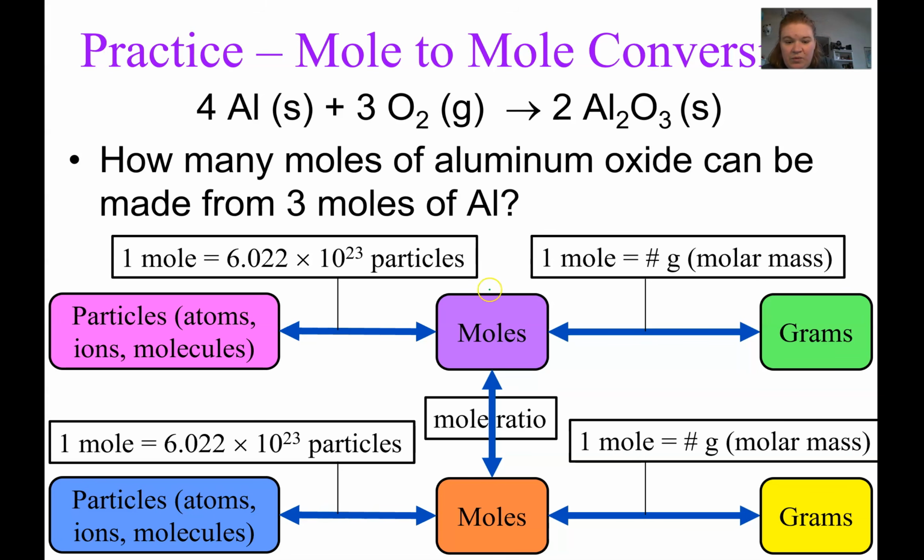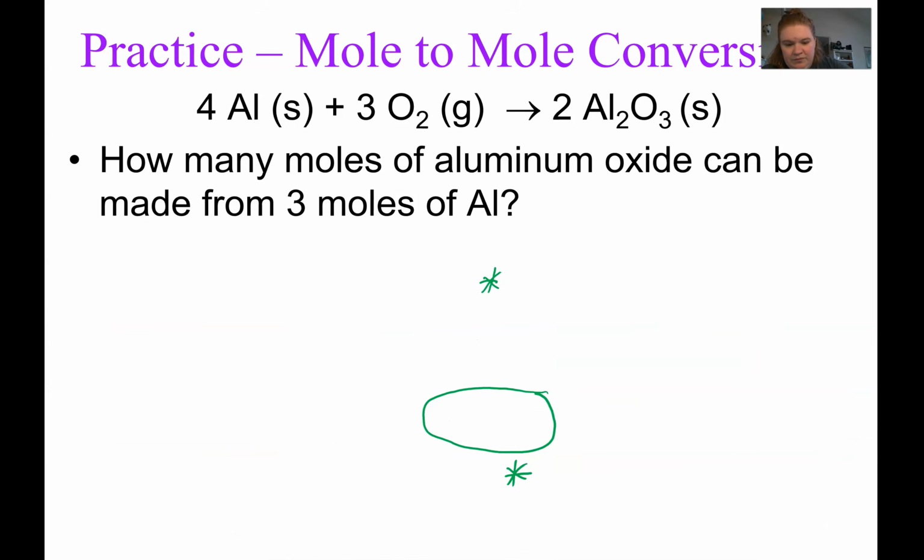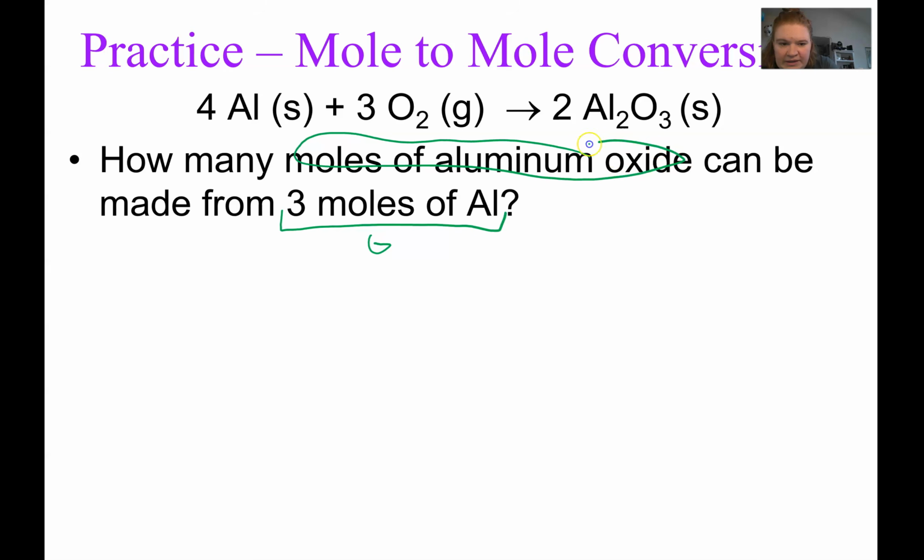So we know we have moles of aluminum, and we want to convert it into moles of aluminum oxide, so we only need one conversion factor. The only thing we need is that mole ratio. So I'm going to get this chart out of our way. Do a little quick erasing here. So this 3 moles of aluminum, that's my given. The moles of aluminum oxide, that's what I'm trying to find. My conversion factor for this is the ratio from the balanced chemical equation.